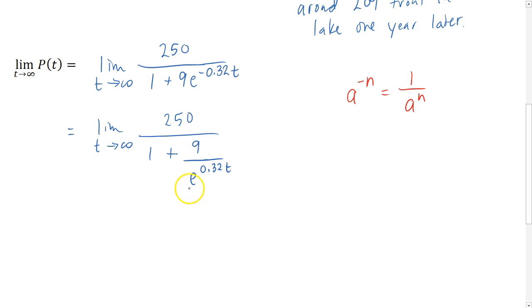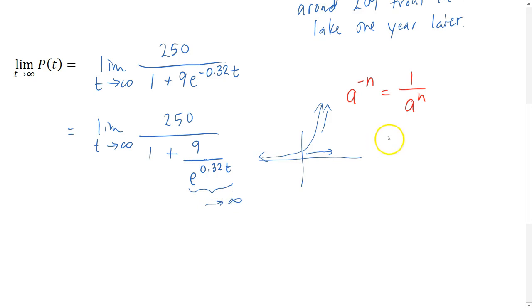Now, in the denominator of this fraction, we've got an exponential function with a positive exponent. So hopefully you remember what an exponential function looks like. It looks like this. Okay, so as t approaches infinity, that means I'm headed this way. Notice the value of this part of the function is just going to grow without bound. Okay, so this number is going to get larger and larger and larger. So this part of the function is going to approach infinity as t approaches infinity.